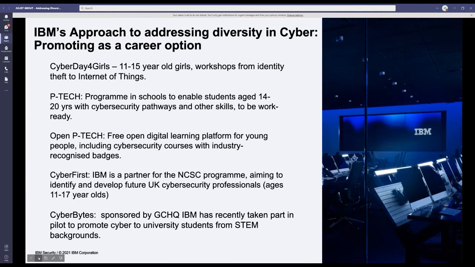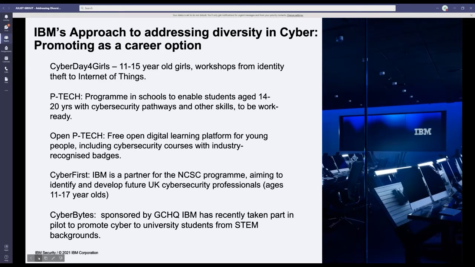Another program that IBM is a partner of is Cyber First. This is part of the NCSC program. It aims to identify and develop future UK security professionals, so it's aimed at 11 to 17-year-olds. I think when I last checked, there were about 70,000 students who've been involved in that. It has a number of different programs. It also has a cyber discovery game that's part of it, and it also has a girls-only competition, again looking at that diversity angle and trying to get more girls and women engaged in a cyber career.